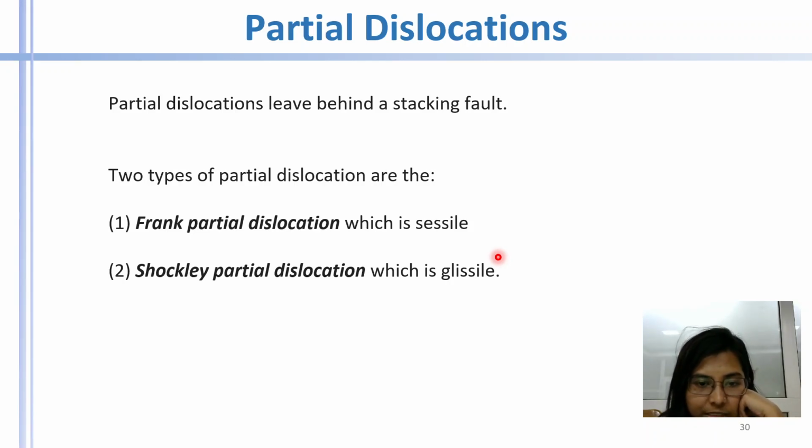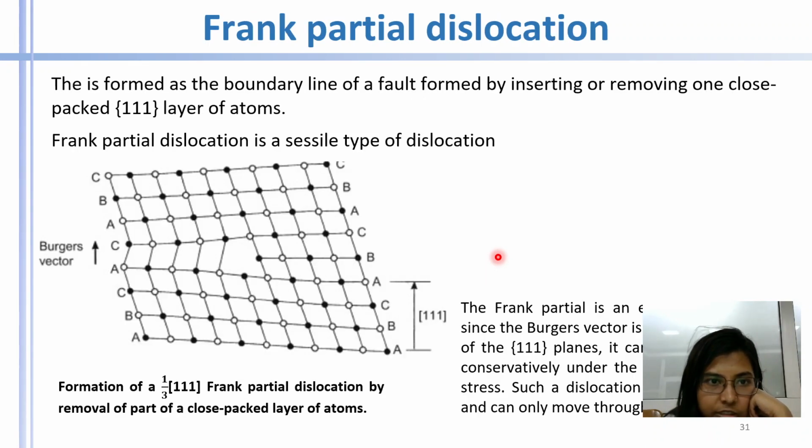Glissile means it can glide, means it is mobile. So the Shockley dislocations are glissile type, whereas the Frank partial dislocations are of sessile type. We will look into that in more detail. Okay, so this is the Frank partial dislocation. So what is this? The Frank partial dislocation is formed as the boundary line of a fault formed by inserting or removing one close packed layer of atoms in the 111 plane.